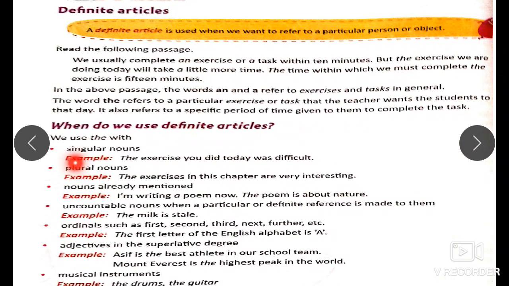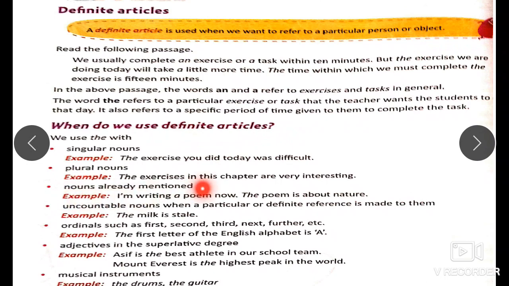We use the with singular nouns. The exercise you did today was difficult. We use the with singular nouns when we make particular references to the nouns, like the exercise here refers to some particular exercise. Next, we use the with plural nouns. The exercises in this chapter are very interesting. Here we use the definite article the before the plural noun exercises.